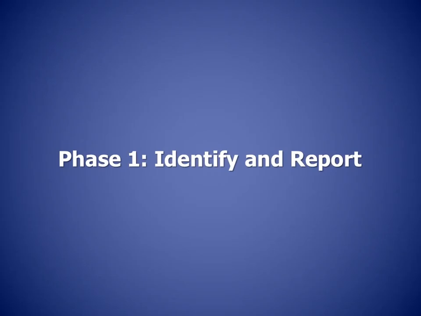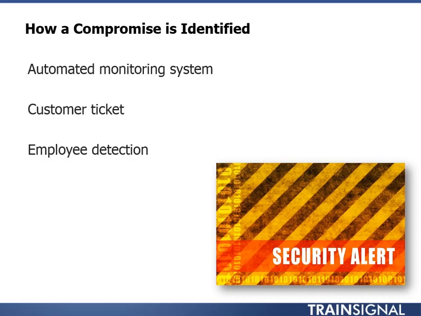All right, so now let's dig into the first step, which is identify and report. So let's talk about how a compromise is identified. The best case scenario is that your automated monitoring system detects it. This is like Tom Cruise tripping that laser tripwire in Mission Impossible. That you have some automated system that actually happens to detect the alert.